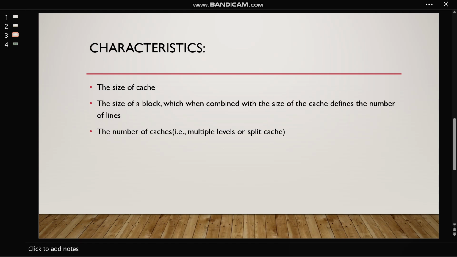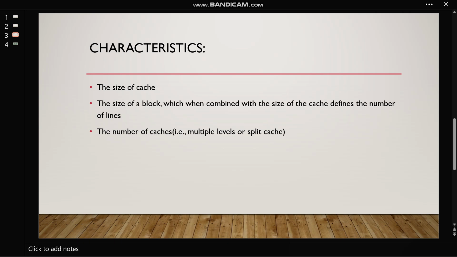So the characteristics of the cache memory are the size of cache, and the block size, which when combined with the size of cache defines the number of lines and the number of caches. There are many other characteristics apart from these. Those are the mapping function, the link between a block's address in memory and its location in the cache.